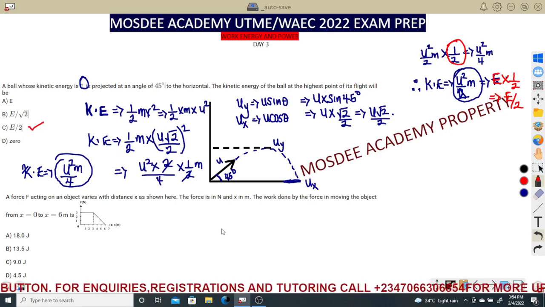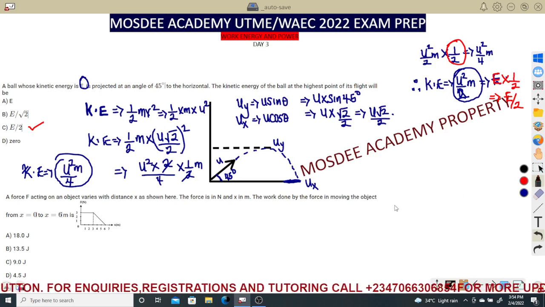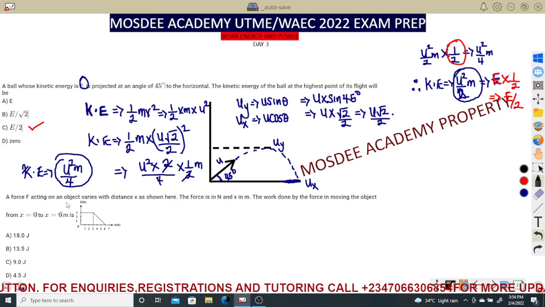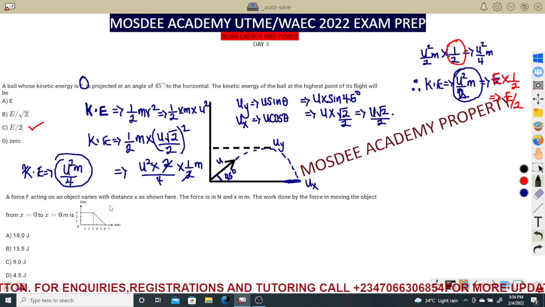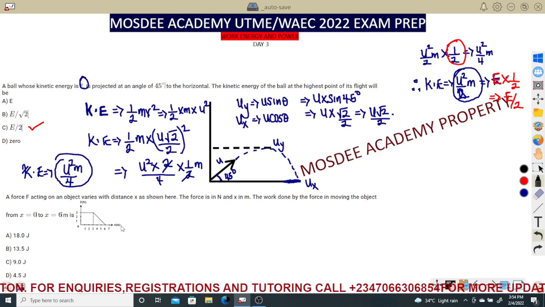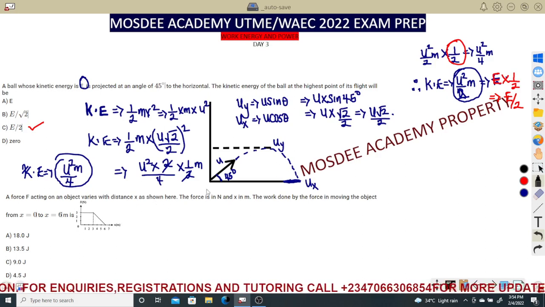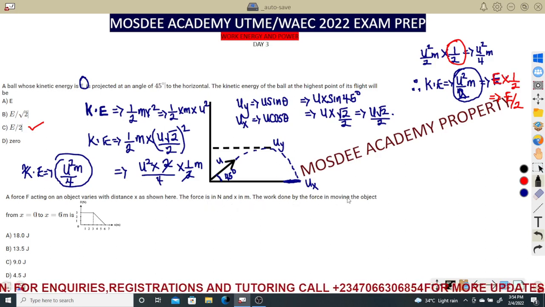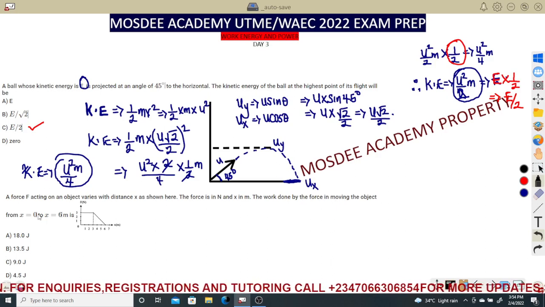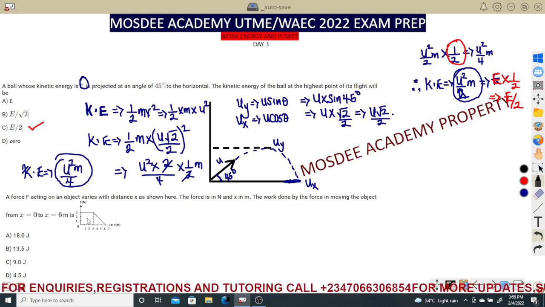Sorry for wasting time on that. I want to take you through the process, and I know I want to use just 30 minutes for this video. Question 2 says that a force F acting on an object varies with distance, a force-distance graph, as shown here. The force is in Newton and X is in meters. The work done by the force in moving the object from X equals 0 to X equals 6. You can see it in the diagram.